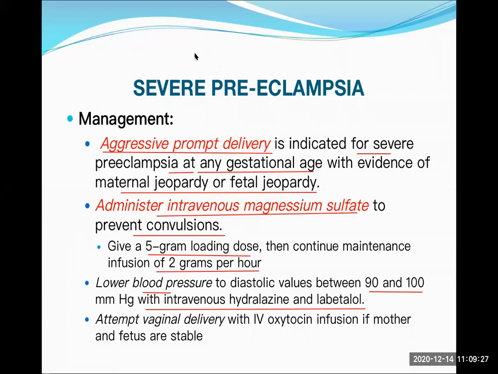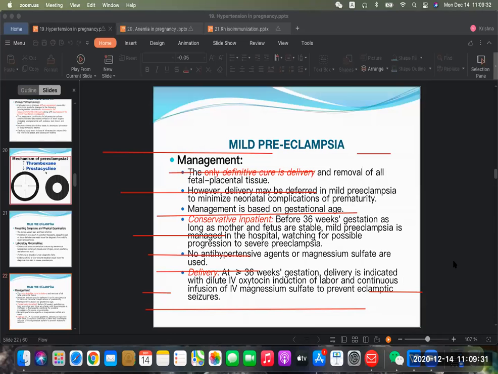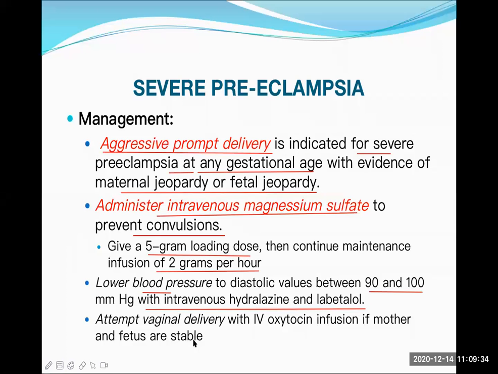Okay, please mute yourself. Now, attempt the vaginal delivery with IV oxytocin infusion, if mother and fetus are stable, that we already talked about.